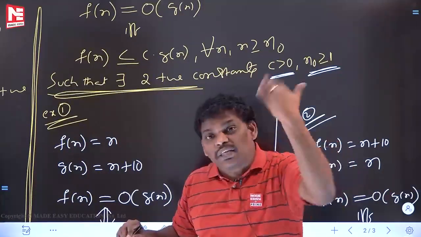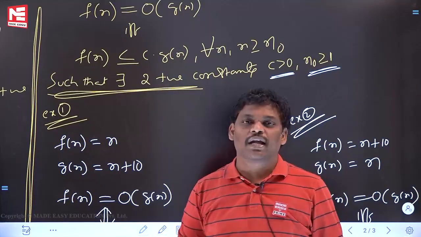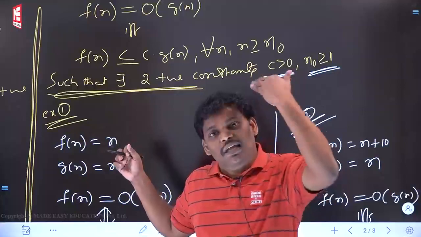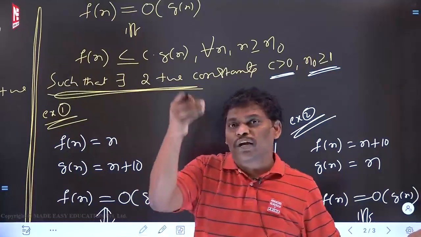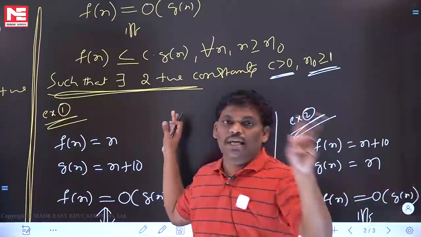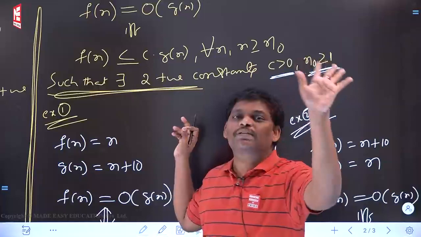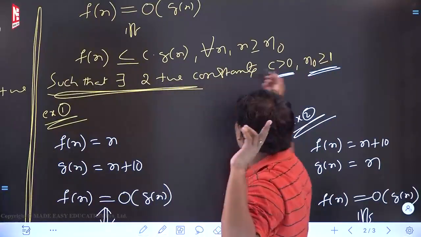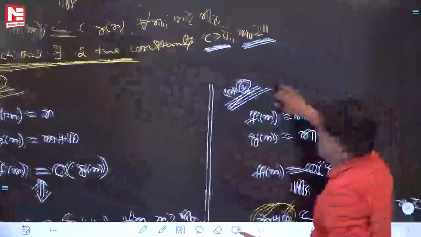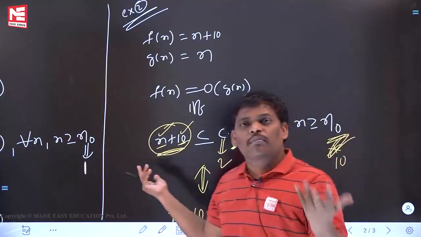If it were for every C value, then you could say some cases fail. But what does it say? Such that there exists some constant. If you can find one person who satisfies this particular condition, that is enough. There exists is different from for all. For all means everything. There exists means one is enough. Such that there exist two positive constants. So at 2 it is working, 3 also working, 4 also working. Many more may be there.